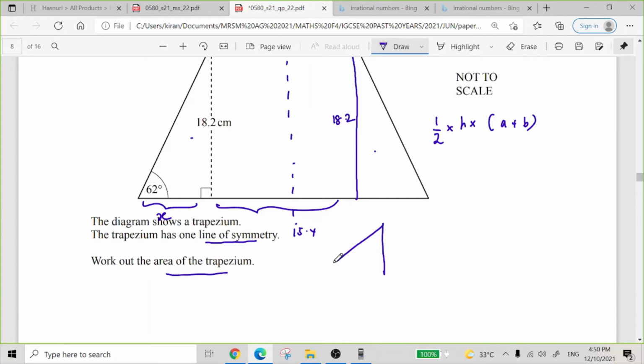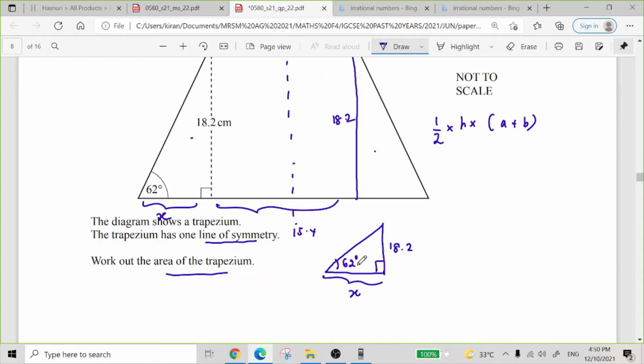Kalau triangle tu bukan right angle triangle, you can't use trigonometric ratios. Bila keadaan macam tu, you kena guna sama ada sine rule ataupun cosine rule nak cari length. Okay, so inilah 18.2. This one ialah 62. So kita nak guna apa? Nak dapatkan X dekat sini.